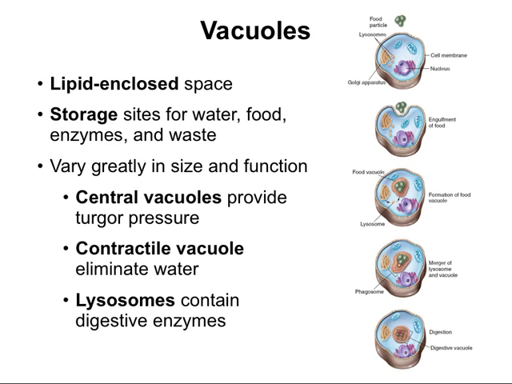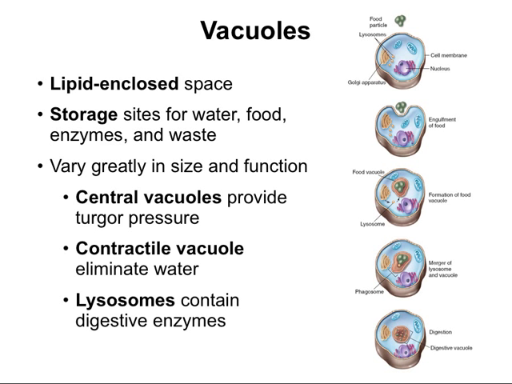In many protozoans, we'll see contractile vacuoles. And contractile vacuoles are used to consistently eliminate water from within the cell. So water diffuses into the cell constantly because of the osmotic balance, so the cell doesn't burst. A contractile vacuole will suck in some of that water and literally squirt it out to the outside of the cell.